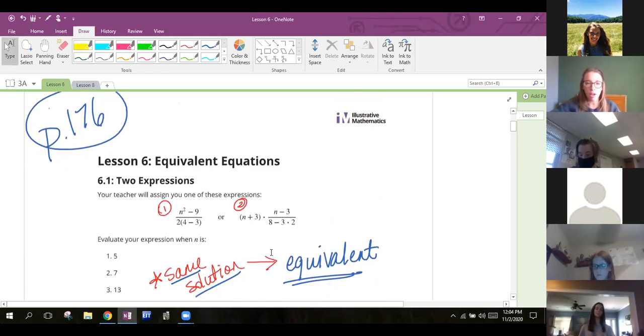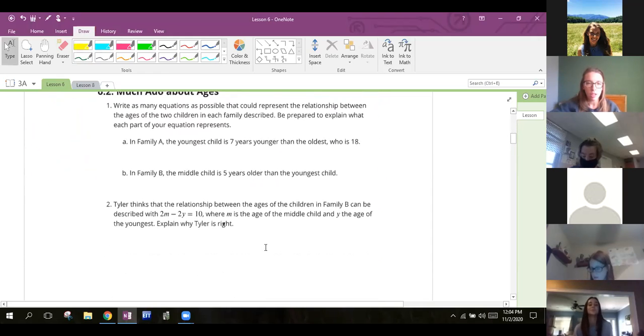Okay, so we're going to go ahead and just keep moving through. On 6.2, it says write as many equations as possible that could represent the relationship between the ages of the two children in each family described. Be prepared to explain what each part of your equation represents. So remember this little last sentence right here? That just means we have to define our variables.